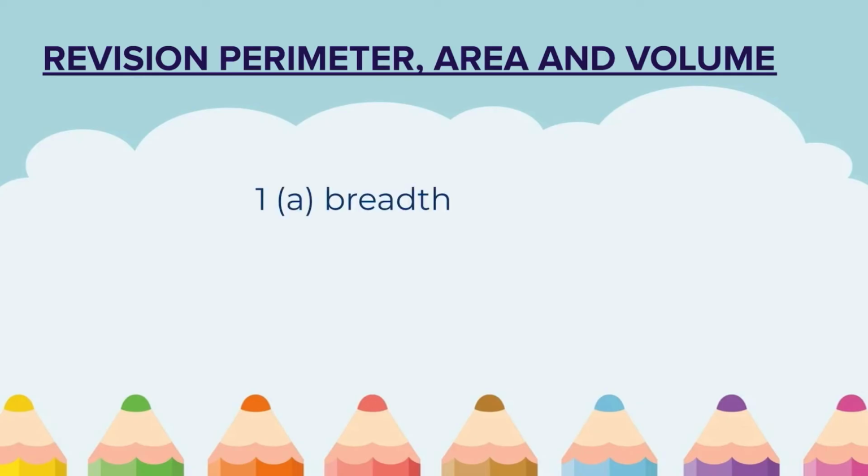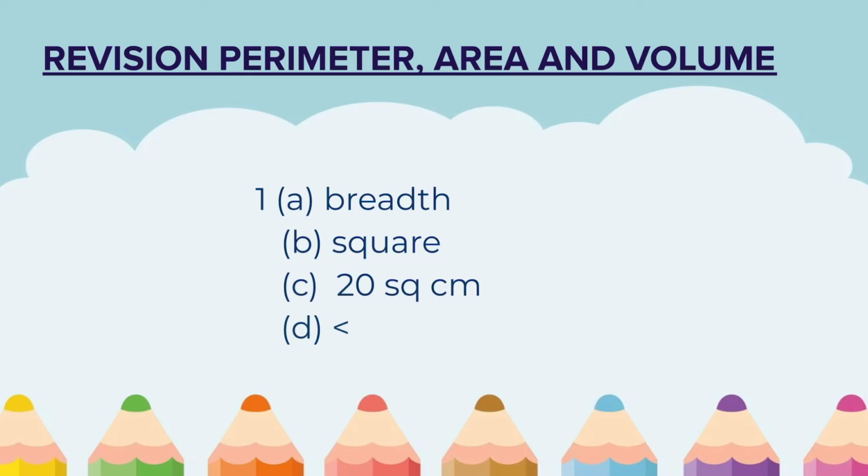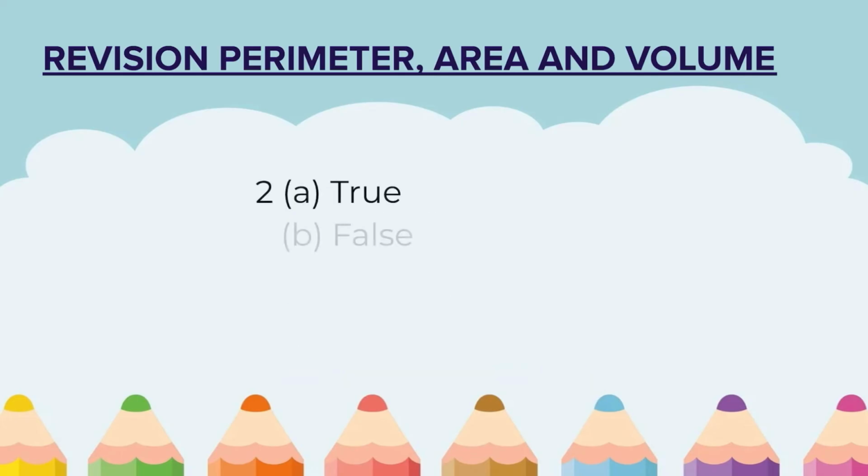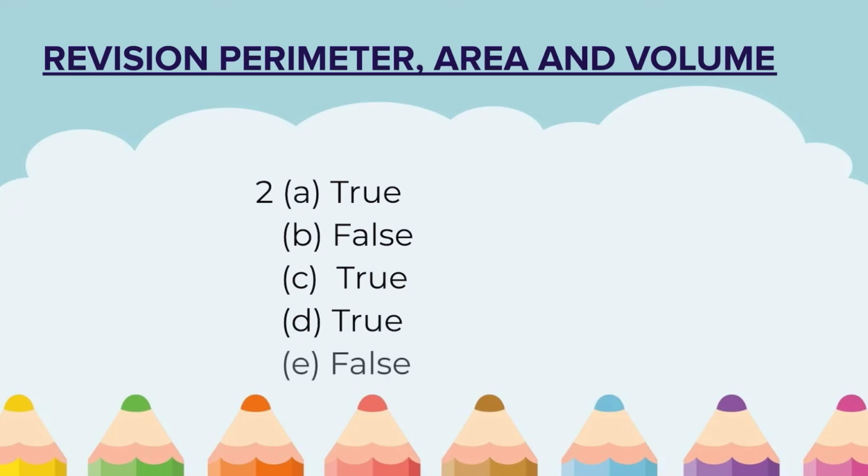Question 1, A part answer is breadth, B square, C 20 square centimeter, D less than, E 1,000,000 cubic centimeter. Question 2, A is true, B is false, C is true, D is true and E is false.